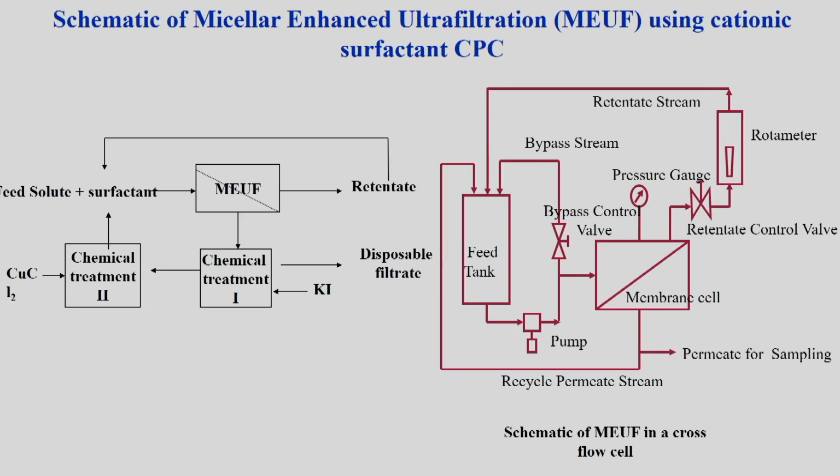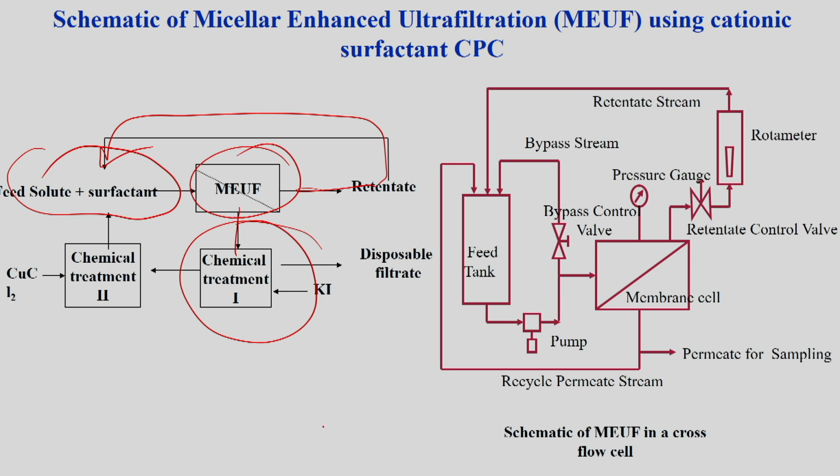Okay. So, this is the schematic of the micellar enhanced ultrafiltration system using cationic surfactant CPC. The feed solute and surfactant are added in the MUF system, then the retentate will be recycled back to this system, and using chemical treatment the surfactant will again be separated. This is the schematic of the membrane separation process. Suppose feed is entering into this membrane using this pump, and the permeate is recycled back to the feed, and whatever retentate is there comes back to this feed tank. Okay.